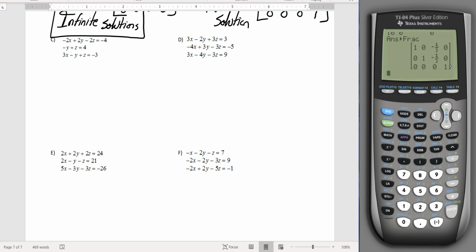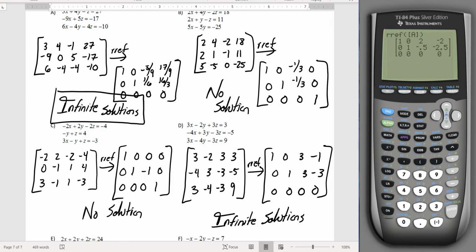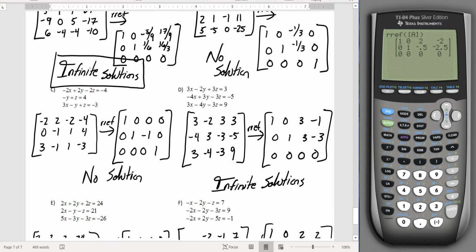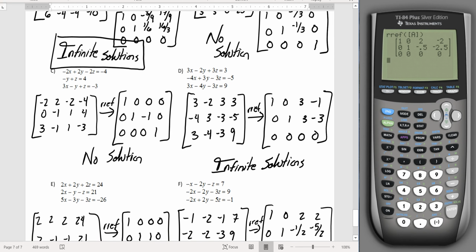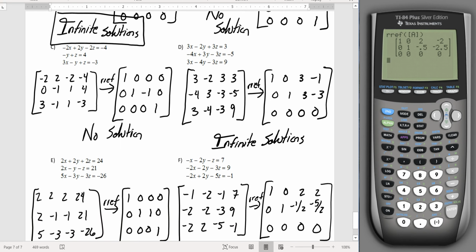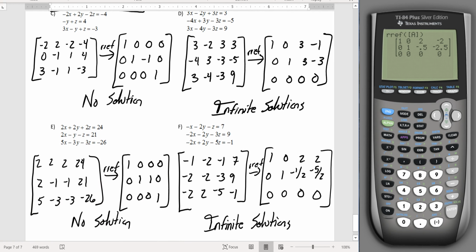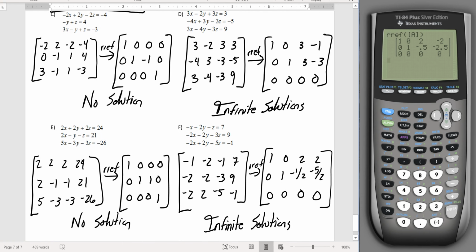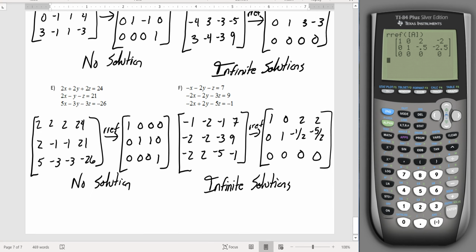Here we go. All right, so looking at letter C and D, we should have gotten no solution for letter C. For D, we should have gotten infinite solutions. Again, look at the difference between the bottom row of those RREF matrices, right? The zeros with the 1 and then the all zeros. At E and F, we should have gotten no solution for E, 0, 0, 0, 1 on that bottom row. And F was infinite solutions, all zeros on that bottom row.